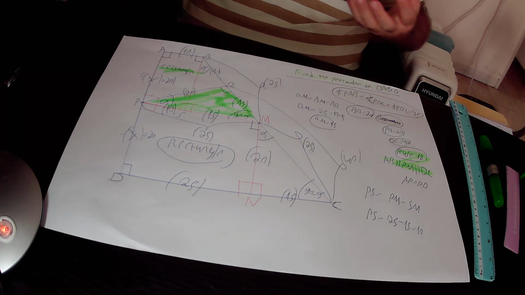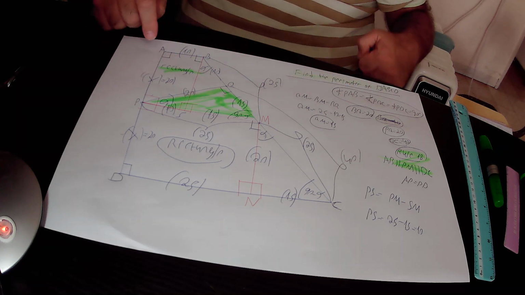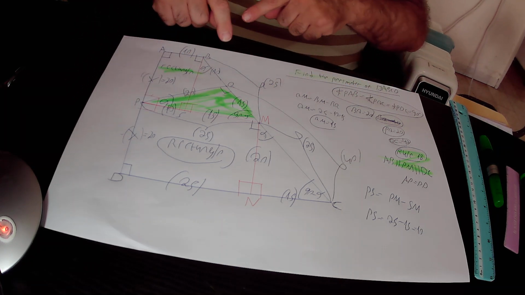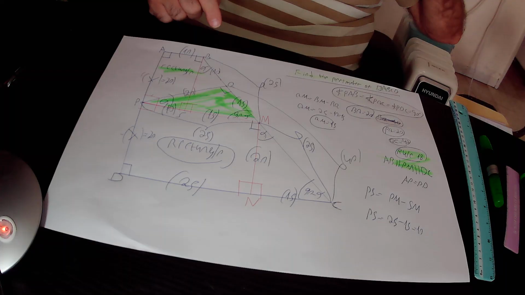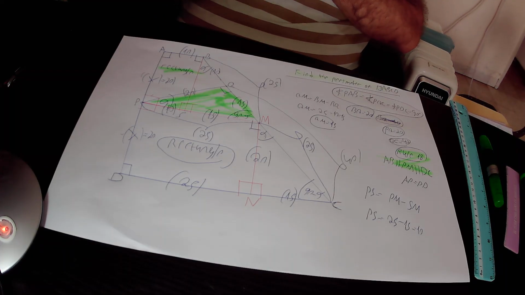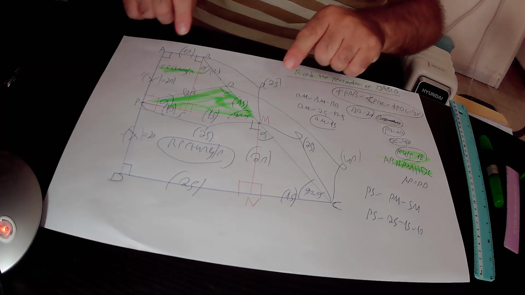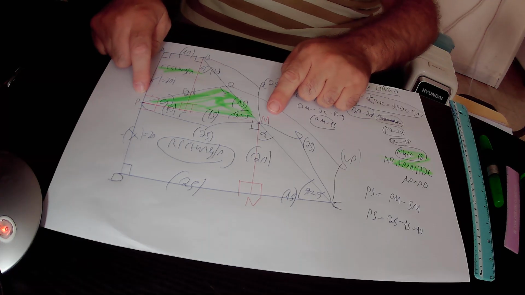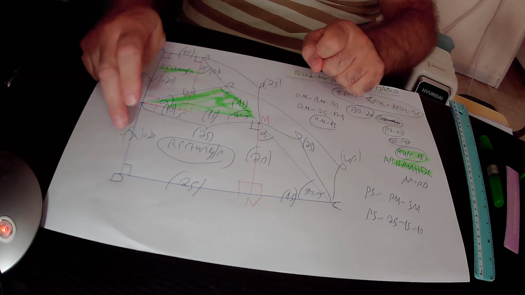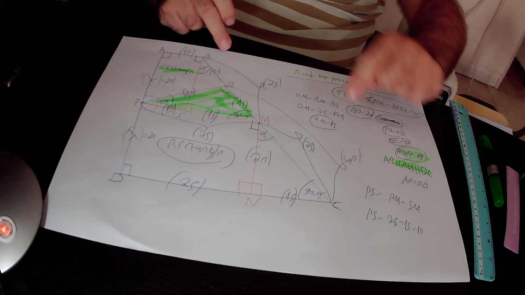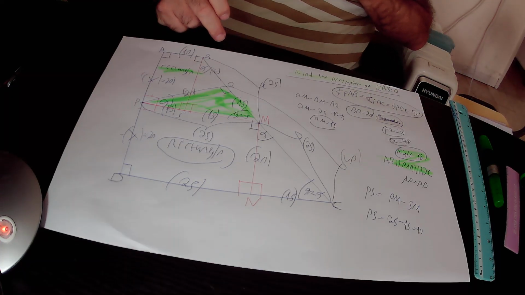So in conclusion, we can say that PM bisects both the leg AD and the leg BC of this trapezoid ABCD. And therefore PM is defined as the mid-segment of trapezoid ABCD because it bisects leg AD and bisects leg BC. And according to the trapezoid mid-segment theorem, the following equation is true.